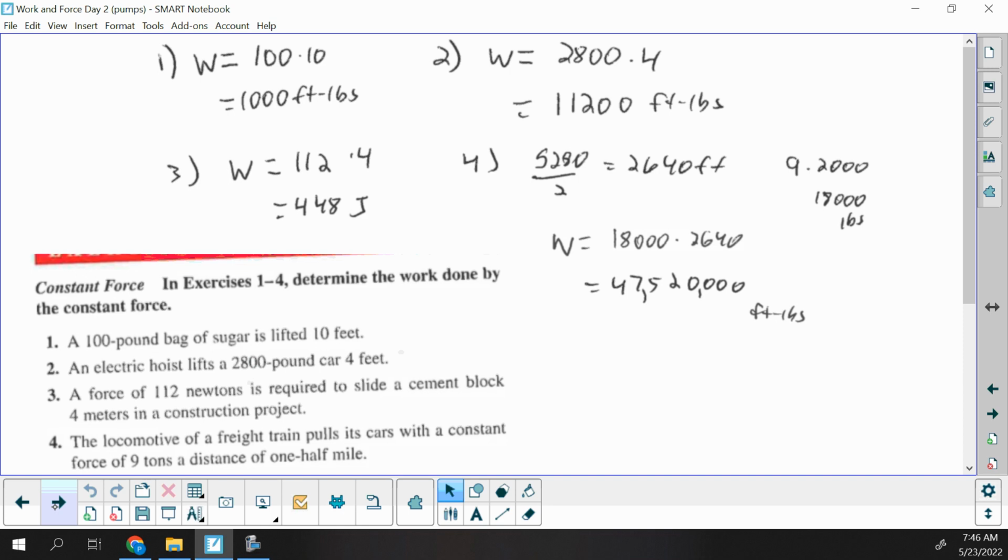4 had the most work you had to do. You had to take 5,280 feet, which are in a mile, and divide it by 2 because you're going a half mile. There's 2,000 pounds in each ton. So 9 times 2,000 gave you 18,000 pounds. And now you could do your force times your distance to get your foot-pounds, that 47,520,000 number.